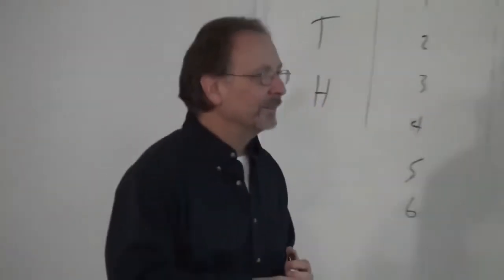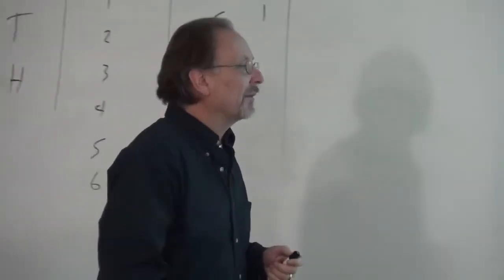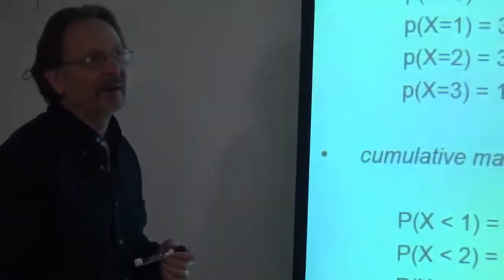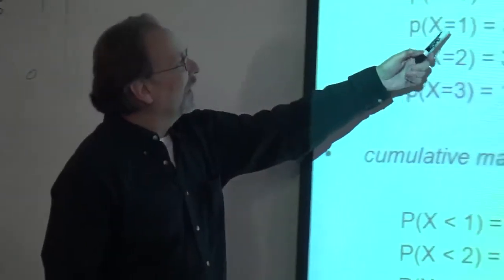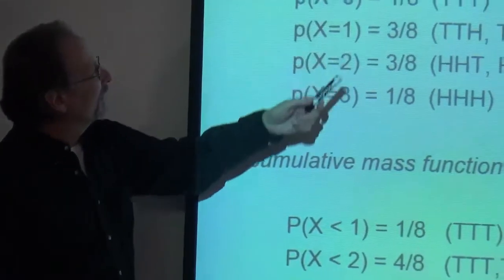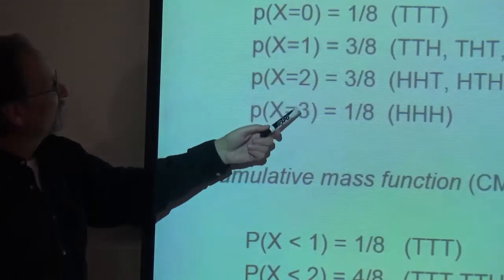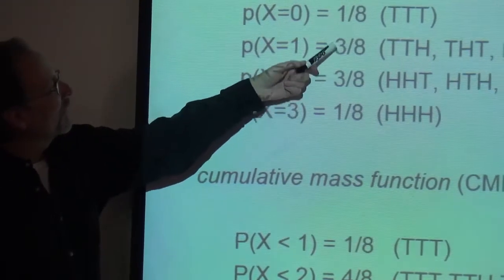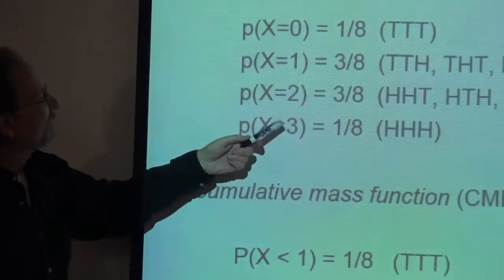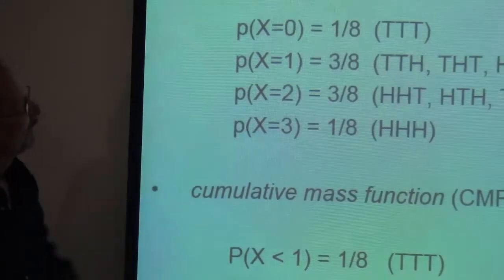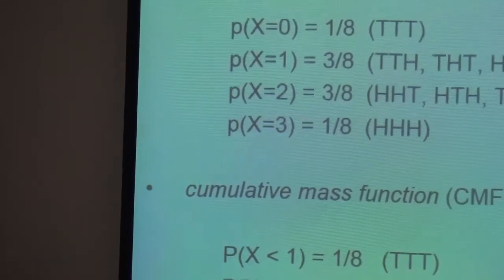Can you repeat that, just what you said about the cumulative mass function? It's the probability of everything less than a value for the random variable. So for instance, everything less than 1 is 1/8. Everything less than 2 is 3/8 plus 1/8. Everything less than 3 is 3/8 plus 3/8 plus 1/8. And then everything less than or equal to 3 is 1. Does that help? Yes.